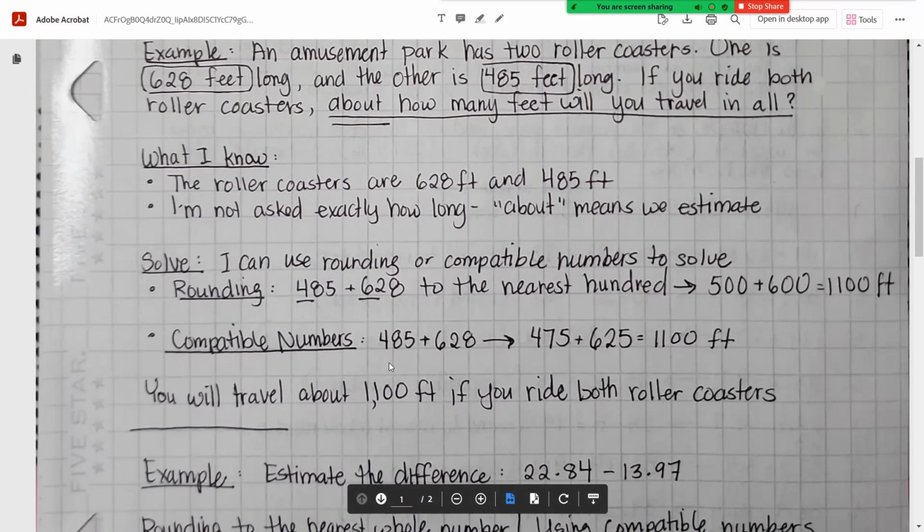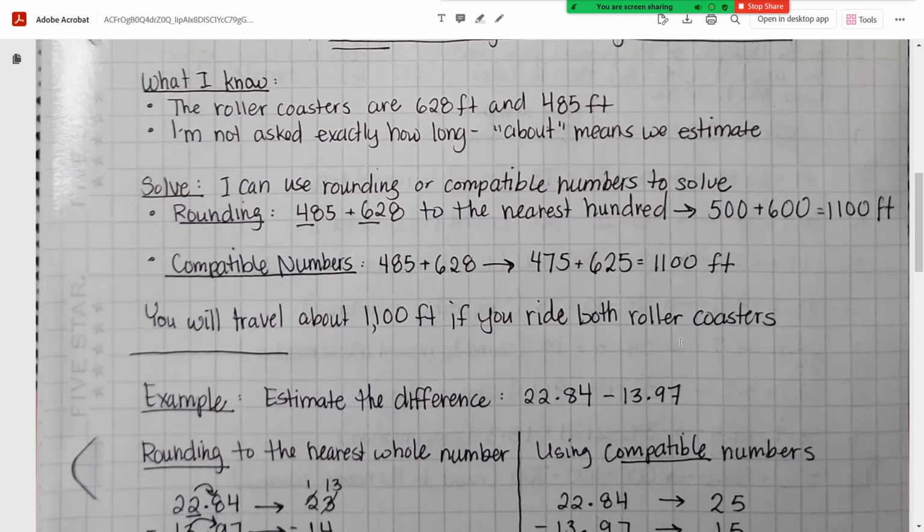If I use compatible numbers, 485, I'm going to make that into 475. The 628, I'm going to make that into 625 because I know 25 and 75 will give me 100. And 400 plus 600 will give me 1,000. So using compatible numbers, I got, again, 1,100 feet. So you'll travel about 1,100 feet if you ride both roller coasters.